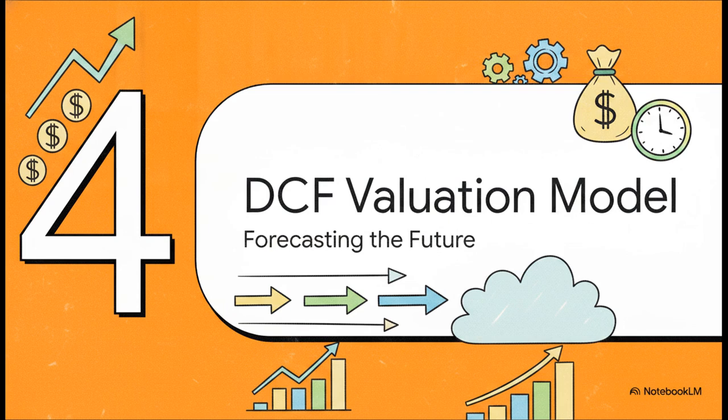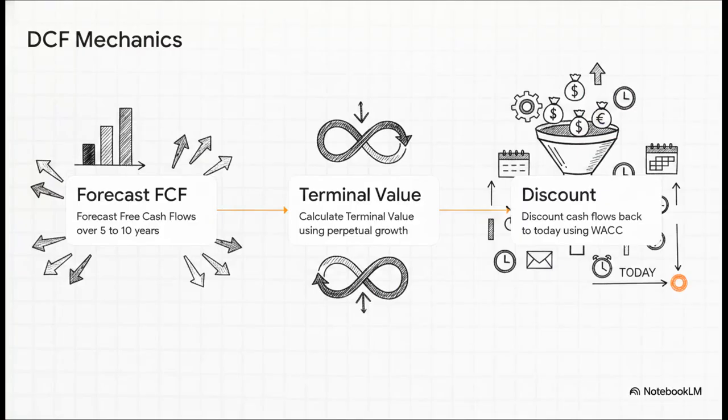Section 4, the DCF valuation model. Let's forecast the future to try and price in the actual cash this company is going to generate. Here are the raw mechanics of our model. Step 1, we forecast the free cash flows for the next 5 to 10 years. We're explicitly assuming a 20% annual growth rate here, which aligns precisely with management's stated long-term targets from their earnings call. Step 2, we calculate the terminal value using a perpetual growth method. And step 3, we discount all of that future cash back to today using our weighted average cost of capital, or WACC.